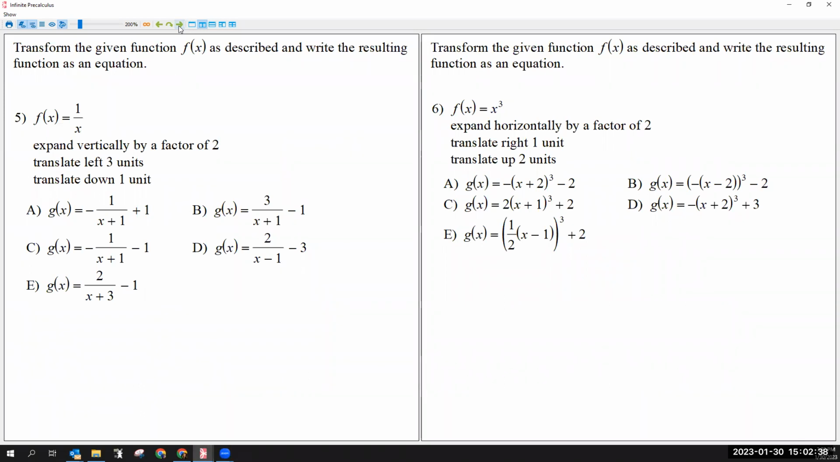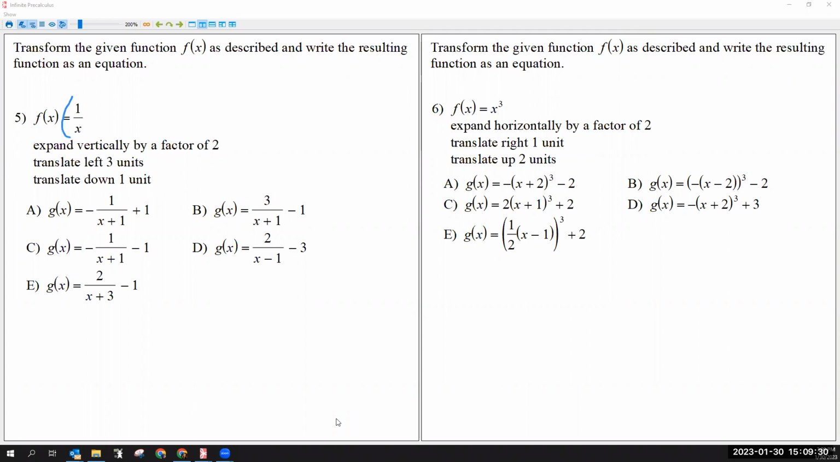All right, go ahead and pause the video and try number 5 and 6. So number 5, it says expand vertically by a factor of 2. Now this one's a little weird because it's the rational function. Let's see what this looks like.